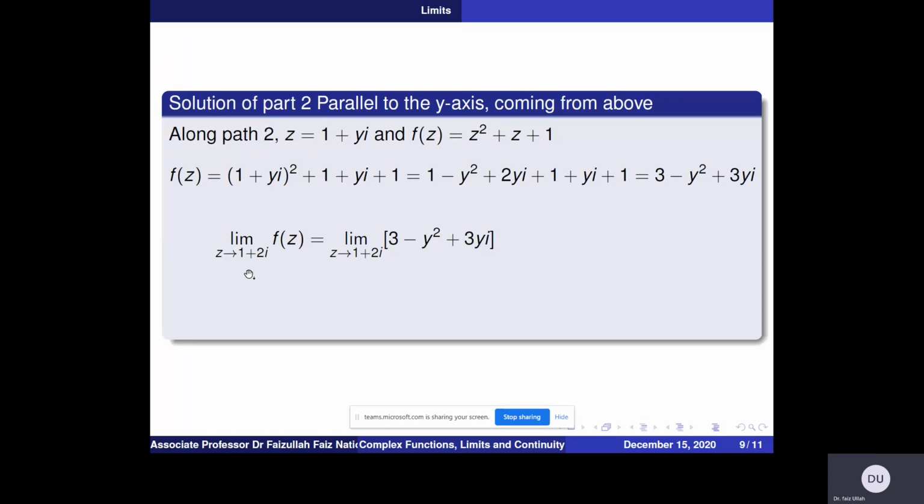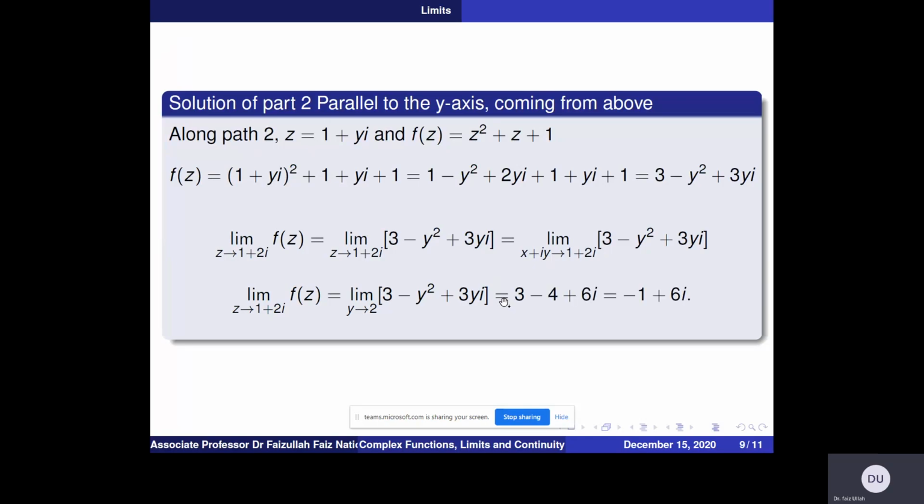So taking limits, z approaches 1 plus 2 iota, but you can see on the right hand side, there is no x. So from here, we can only take the limits of y. So y is approaching 2. If we put y is equal to 2 in this equation, we can get the solution, which is the same, minus 1 plus 6 iota.